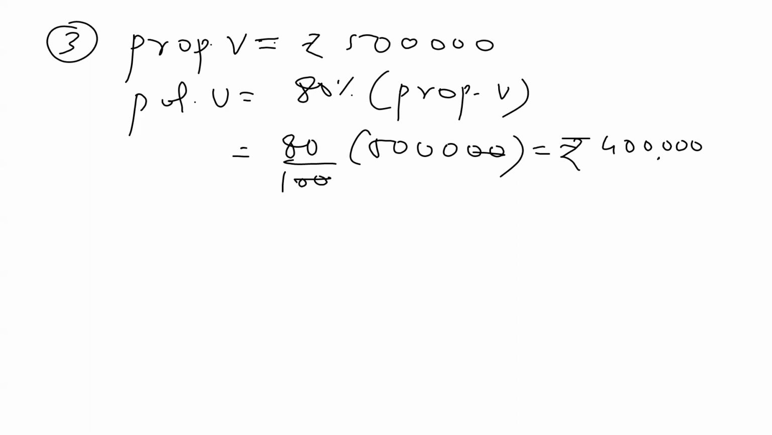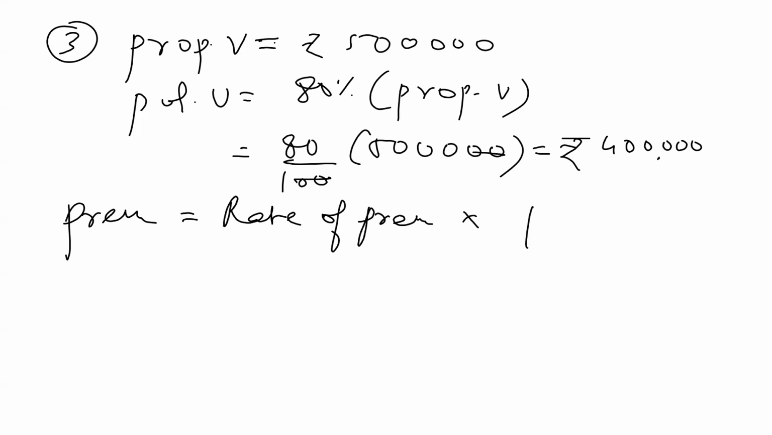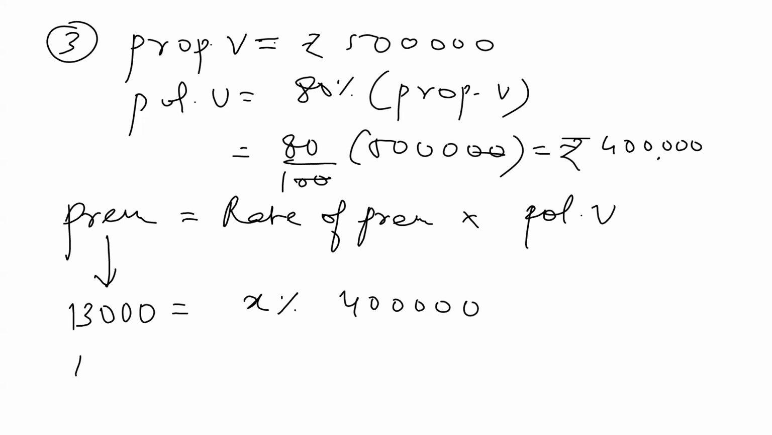So he pays 13,000 as the premium. So we need to find out the rate of premium. So premium is equal to rate of premium, which is not given over here in this problem, into policy value. Premium is also always paid on the policy value. Okay, so premium value is given, that is 13,000. Rate of premium, let's take X%, and policy value is 4 lakh. So this will be 13,000 equals X upon 100 into 4 lakh.